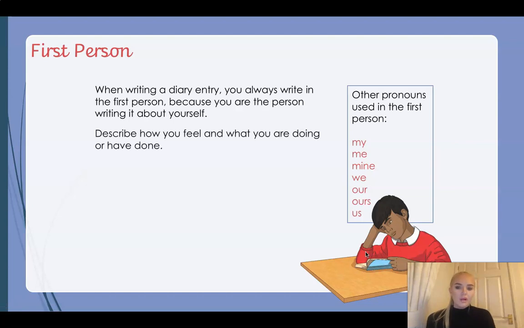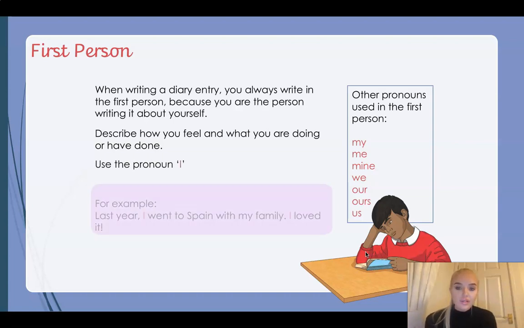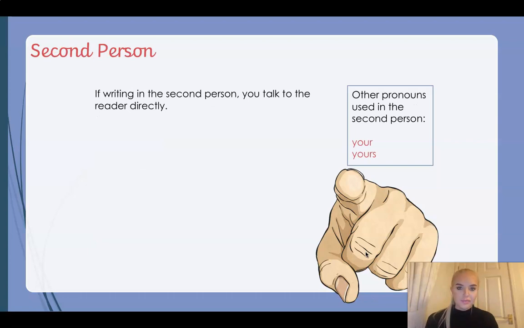So, in first person, you always describe how you feel and what you are doing or have done. So when you're writing your diary, you will be writing about how you are feeling as Fred, what you are doing in the forest, and what you have done in the forest, using the pronoun I. So an example, last year, I went to Spain with my family. I loved it. So you're talking about yourself, okay? So that is first person.